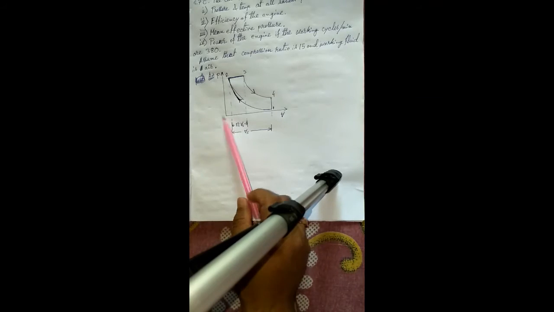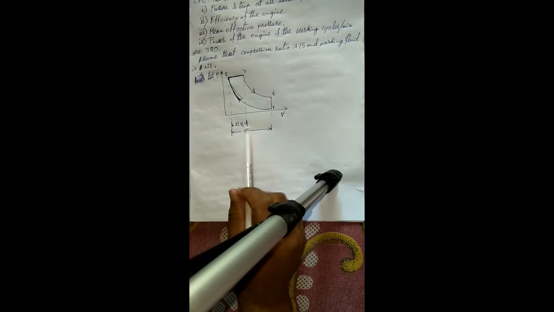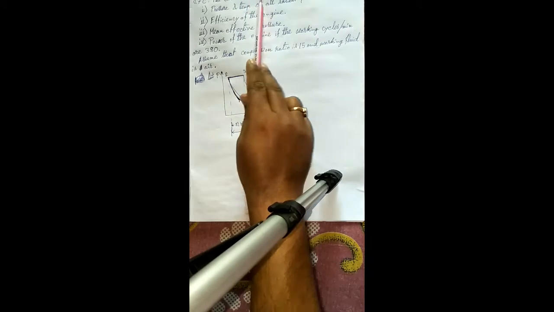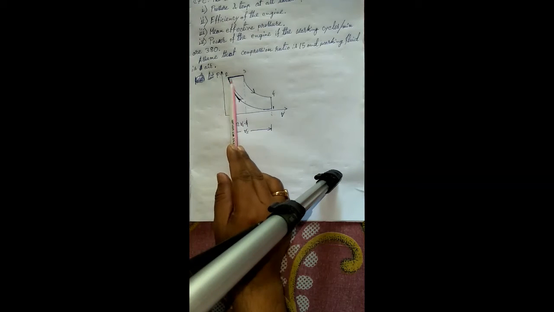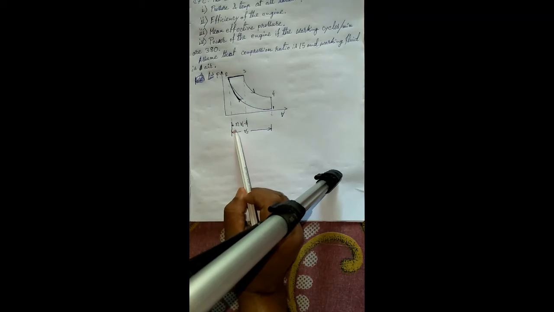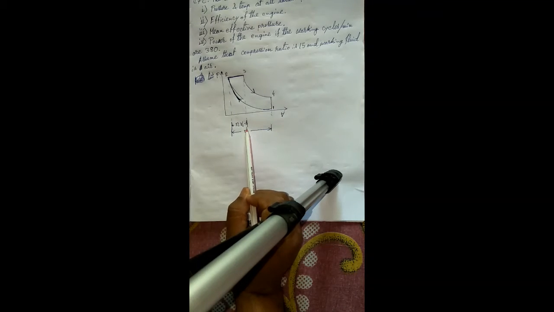So this is a PV diagram of diesel cycle. This is 1, 2, 3 and 4. The cutoff takes place at 8% of stroke. So 8% cutoff takes place at 2 to 3. Stroke is 1 to 2, shown by the dotted lines. So 1 to 2 is the stroke, and 2 to 3 is 8% of stroke volume, which is the cutoff.